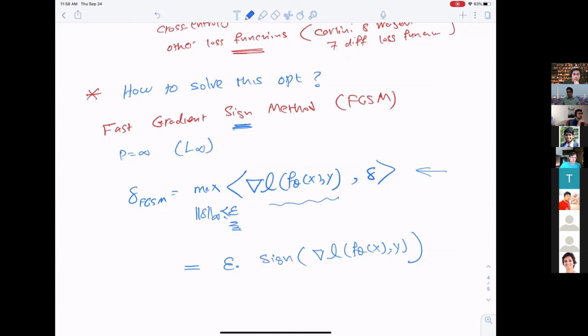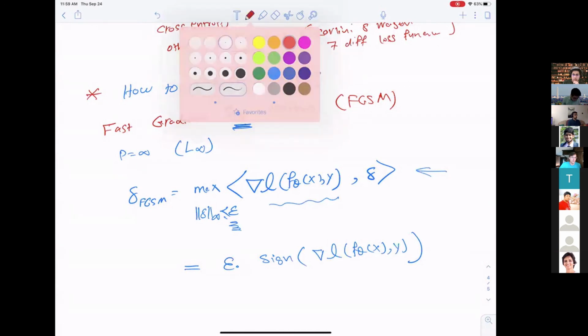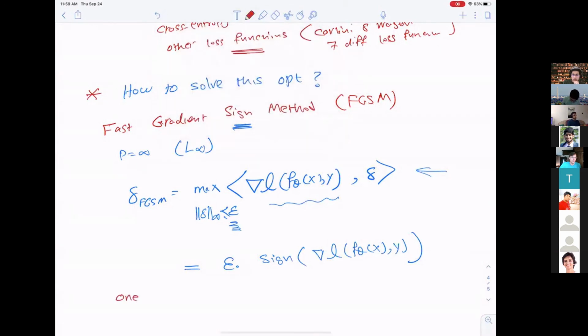For L2, it will be basically the normalization of your gradient and then multiplied by the budget that you have. And you can do basically similar computations for L1 as well. Yeah, that's basically just one step, this is a one-step attack that we have here. But it's really fast. So you just need to compute your gradient, look at the sign, multiply by epsilon, add that to your X, and hopefully, from an attack point of view, that will break your system.